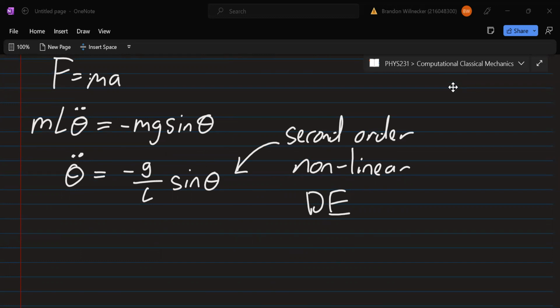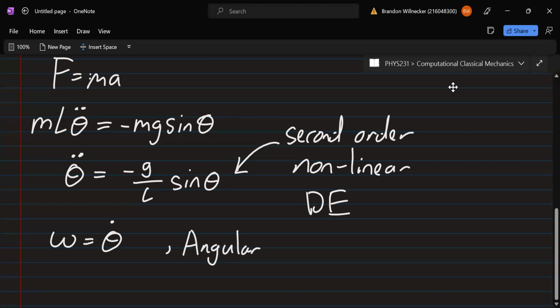Yeah, so let's separate this out into two first order differential equations because that makes things slightly easier, but then solving them we're going to have to do computationally. Okay, so we introduce our new variable. Like previously, we included v as dx by dt. Here we're going to introduce omega as theta dot. Okay, so that's typically what we do for angles, where omega is the angular velocity. So if theta is the angle, omega is the angular velocity.